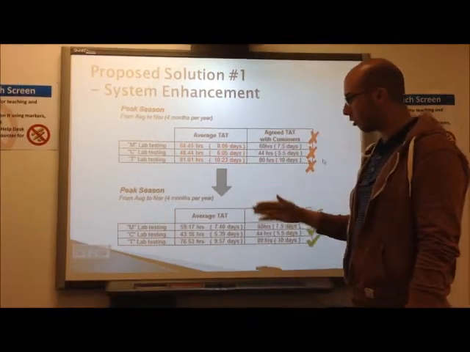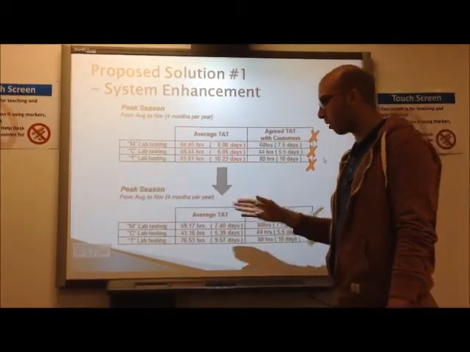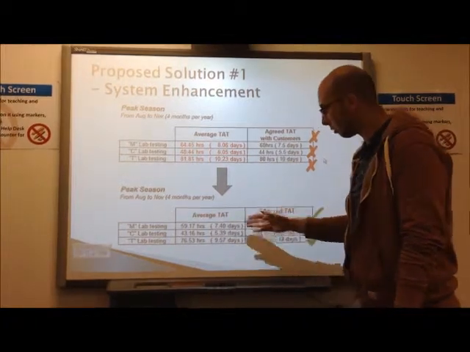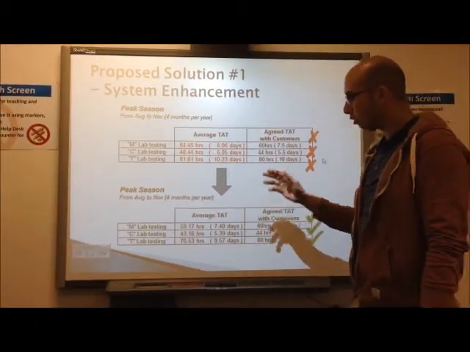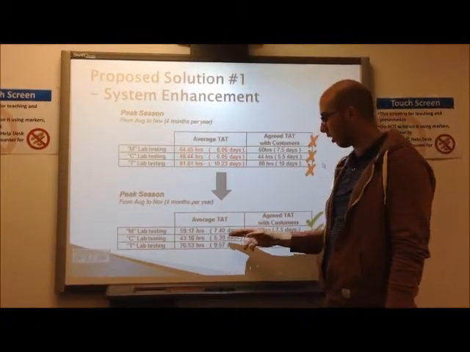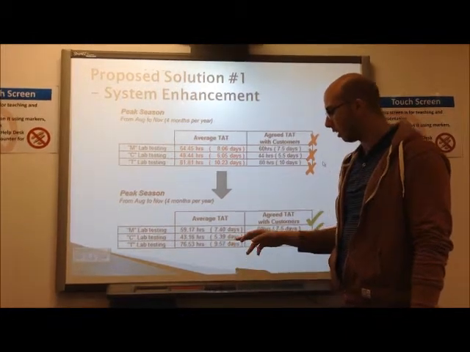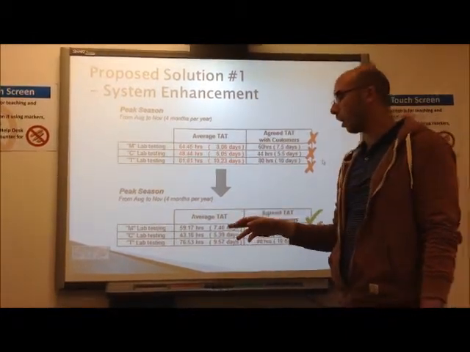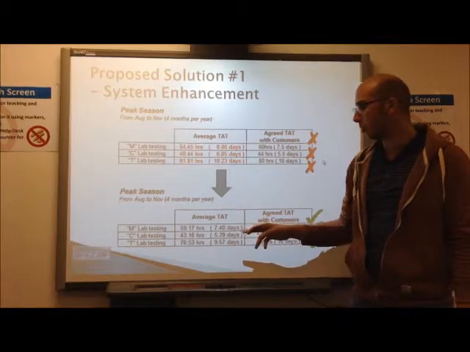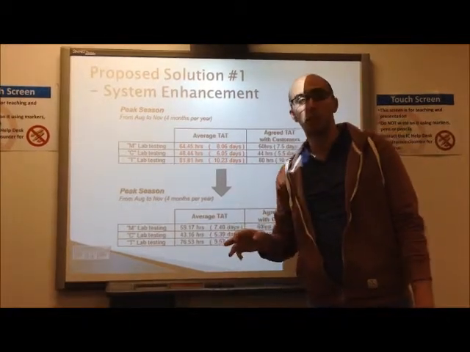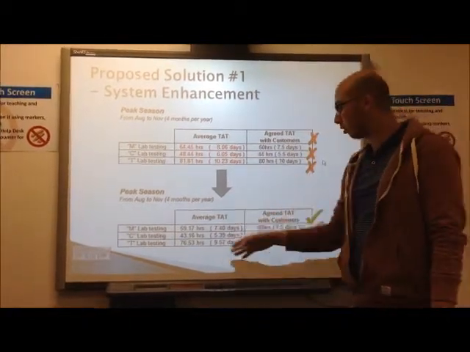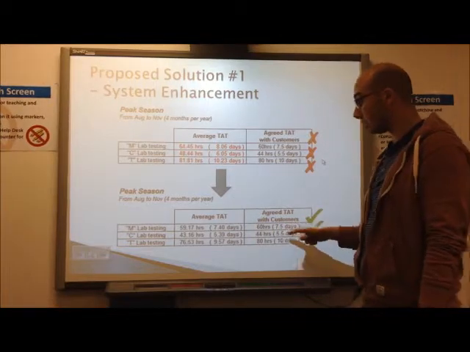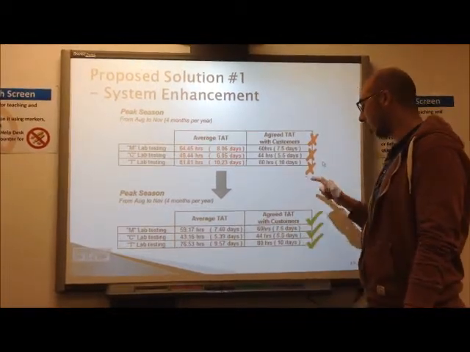After enhancement, the turnaround time for the microbiological lab is around 7.4 days. For the chemical lab, it's around 5.39 days. And finally, for the toxical lab, it's 9.57. Most importantly, we need to notice that these numbers fall into the customer's expectation and the pre-agreed processing times agreed with them.